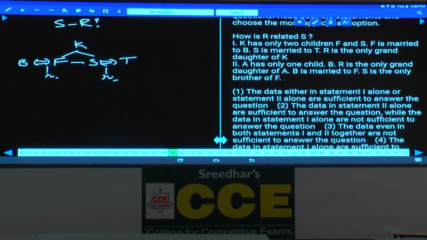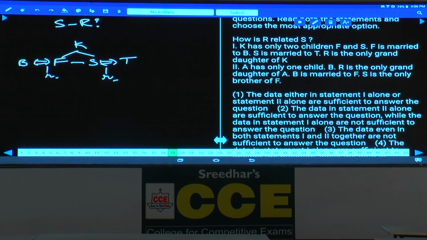If R is the child of F, then niece is the answer. Or if R is the child of S, daughter is the answer. We are getting two different answers. R can be either the daughter or the niece of this S. Hence, as we are getting two different answers, condition 1 alone is not sufficient. Done with this? Then coming to condition number 2.